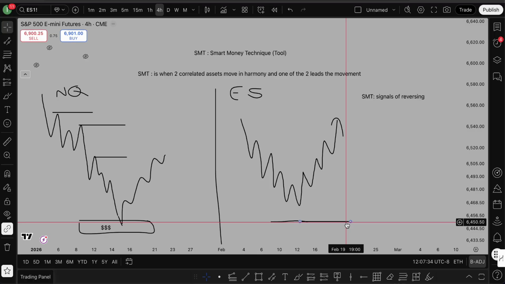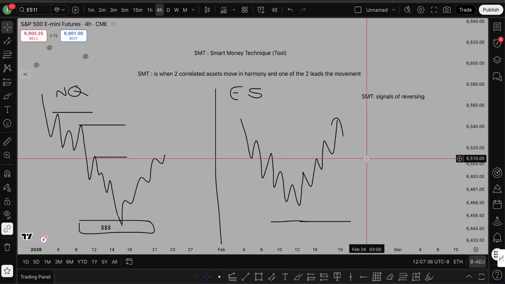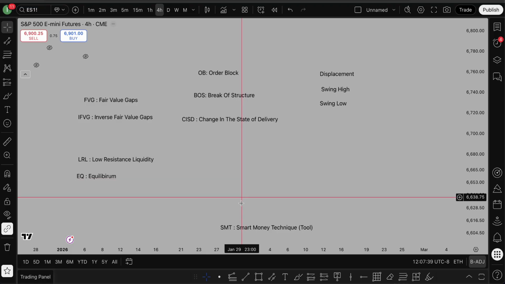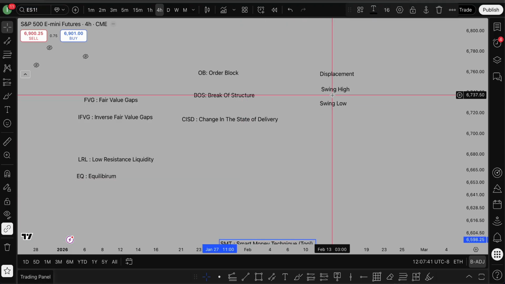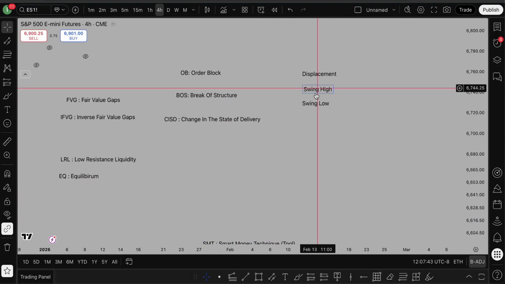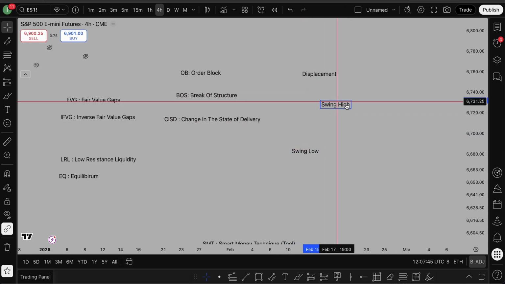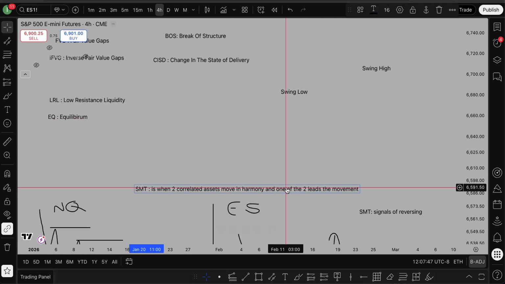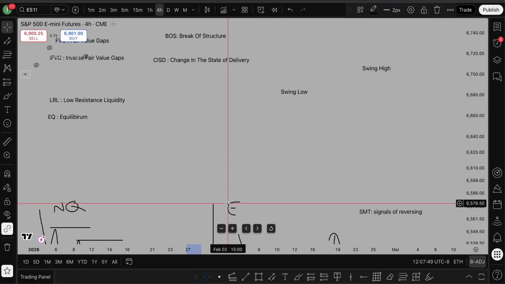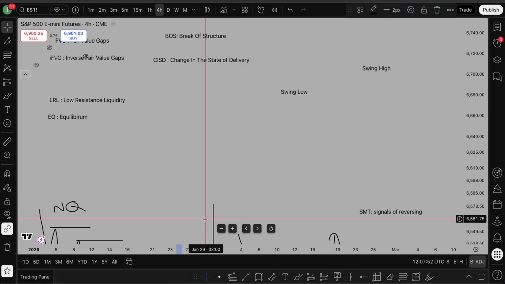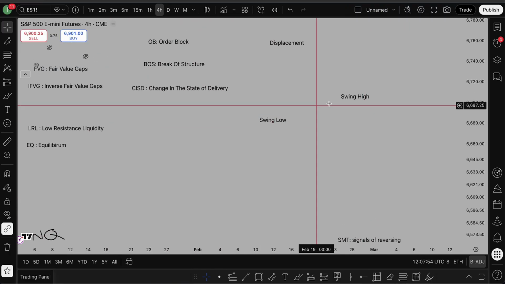Yeah, so that's what SMTs are, okay? So we will move on to a little bit simpler things. So we have swing high and swing low, right? All that a swing high and a swing low is quite literally exactly what it sounds like.